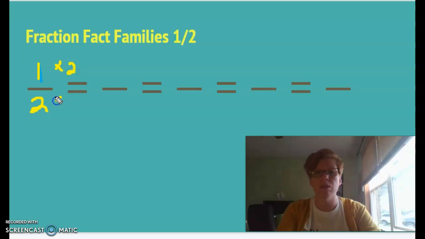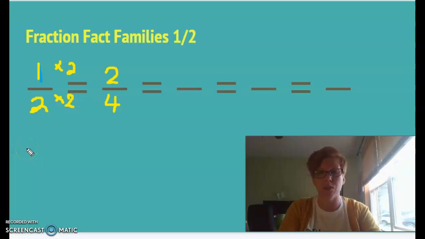Okay, what we do to the bottom, we do to the top. What we do to the top, we do to the bottom. So 1 times 2 is 2. 2 times 2 is 4. So now we have 2/4. In essence, we have split 1/2 into twice as many pieces, and now we have 2/4.